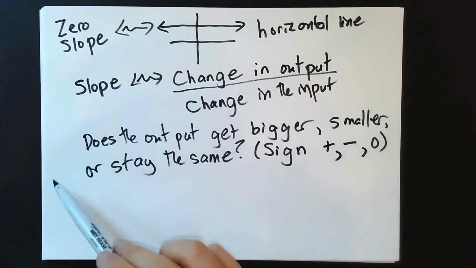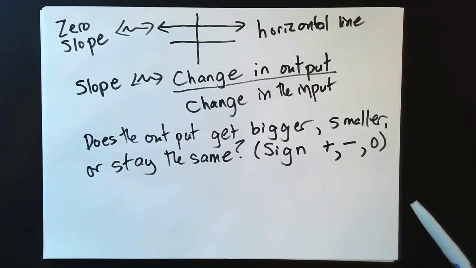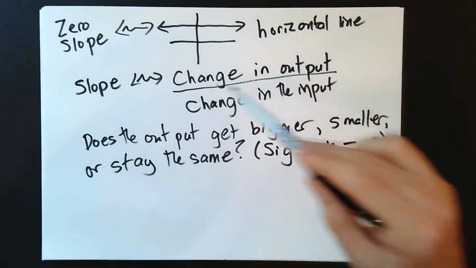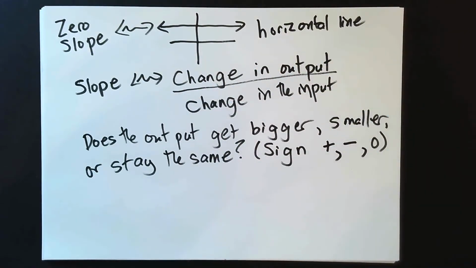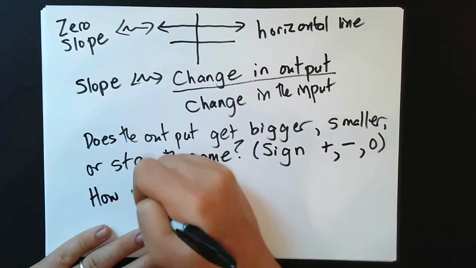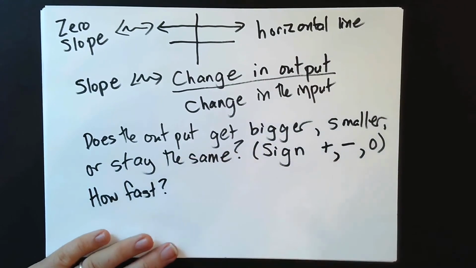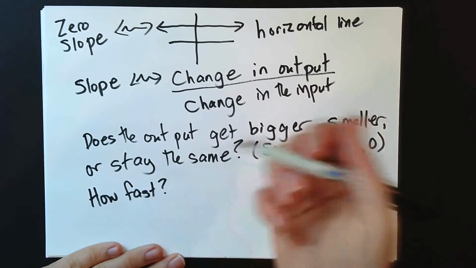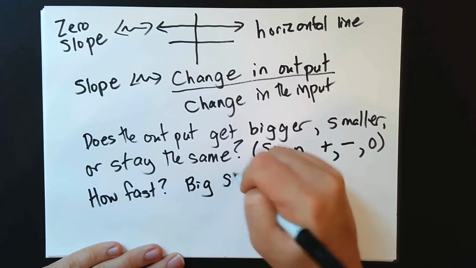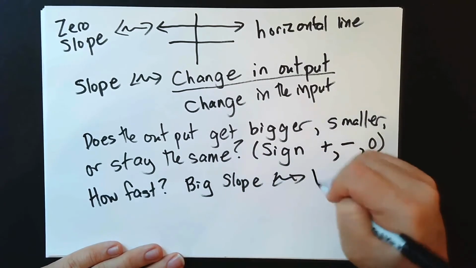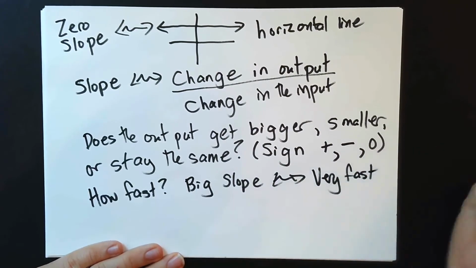And so that's the first piece of information that you can think of the slope as giving you, is what's happening to the output, how it changes, and that's corresponding to the numerator here of this fraction that I've written here. But once it's told you that, it then also tells you how fast. If the output gets bigger, how quickly does the output get bigger? And so, again, big slope, that's telling me that the output gets bigger very fast, or gets smaller very fast if it's a big negative slope.